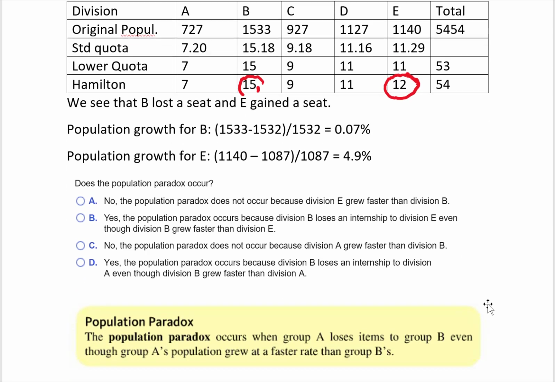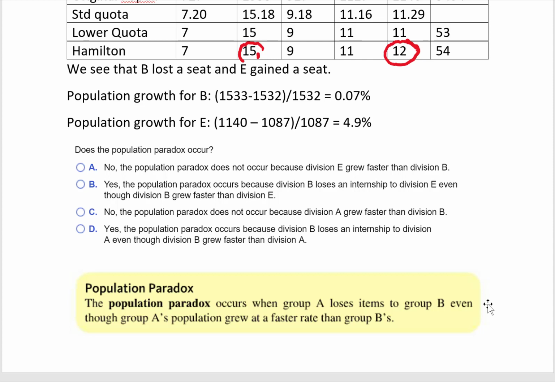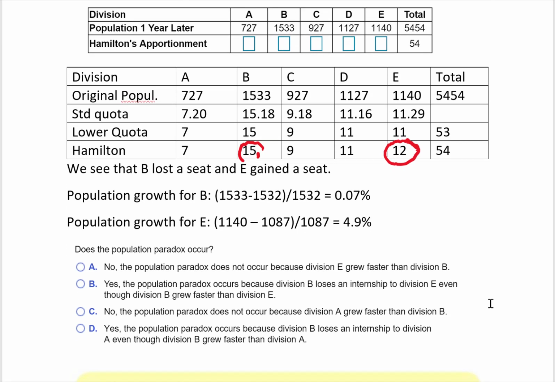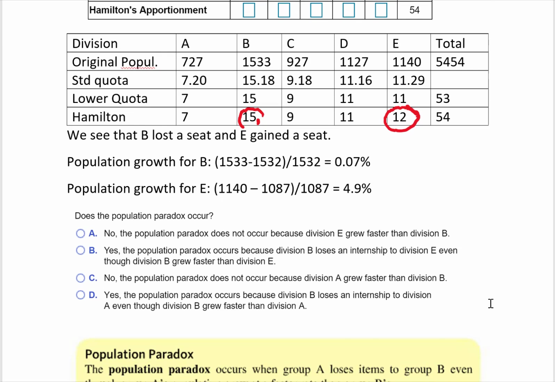Well, let's take a look at what the paradox says. The population paradox occurs when a group loses items to another group, even though that first group's population grew at a faster rate. So although B lost a seat to E, its population was growing at a slower rate. So therefore, the correct answer here is going to be A. The population paradox did not occur because Division E, which gained an internship, grew faster than Division B, which was the division that lost the internship.